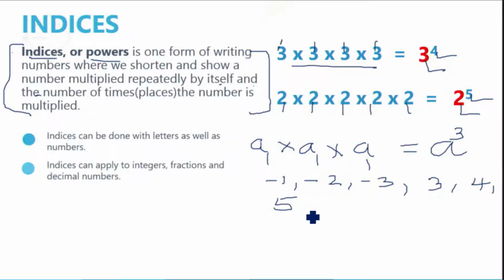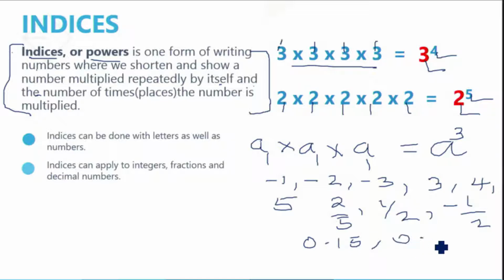You can also have your indices or your powers as fractions. You can have something like 2 over 5 or 1 over 2 or whatever fraction, just a fraction having a numerator and a denominator. You can have your powers as a fraction. It can be a negative fraction. You can have a negative fraction like minus 1 over 2 instead of just 1 over 2. Okay, and you can also have powers as decimals. You can have 0.15, you can have 0.25.